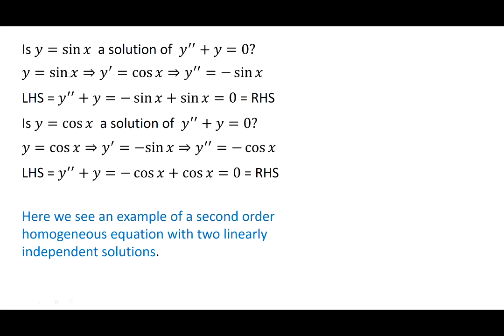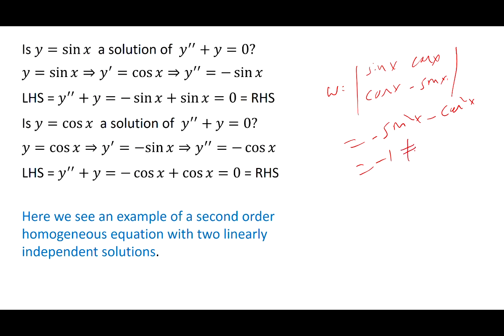Can I really claim that sine x and cosine x are linearly independent? Yes, I can. Because if you compute the Wronskian, with sine x and cosine x, and its derivatives cosine x and negative sine x, the determinant is negative sine square x minus cosine square x. This is negative 1, and this is not equal to 0 for all x.